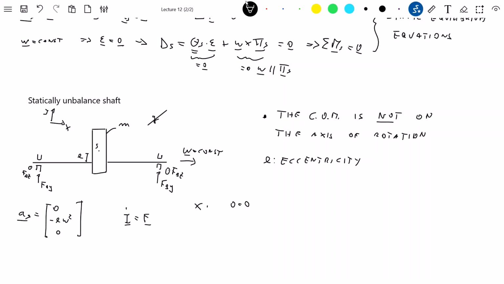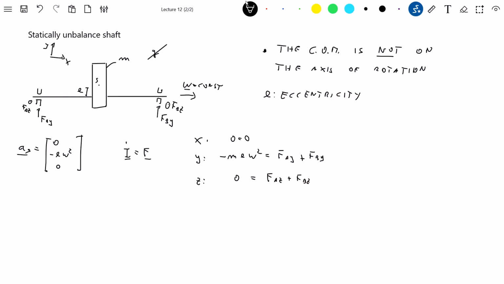in the x direction. In the y direction we have an acceleration, so here we have minus m e omega squared is equal to, now we have two forces here, F_AY plus F_BY. Okay, and in the z direction we have 0 equal to F_AZ plus F_BZ. Okay, now, so this is with respect to the acceleration of the center of mass.